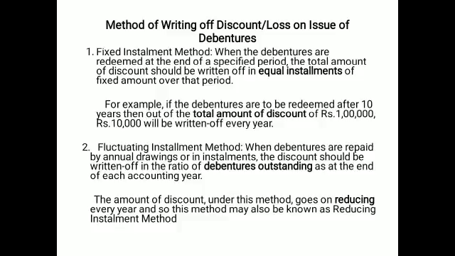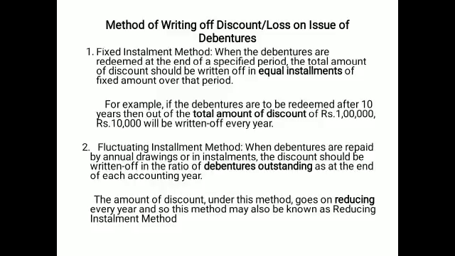debenture loss. Now an example: debentures are redeemed after 10 years. So the total amount of discount, suppose 1 lakh, divided by the number of years, 10, gives 10,000, which is to be written off every year. So this is the value. First, the method will tell you the number of years over which to write off. Under the fixed installment method, a fixed amount is written off, that is 10,000 here.